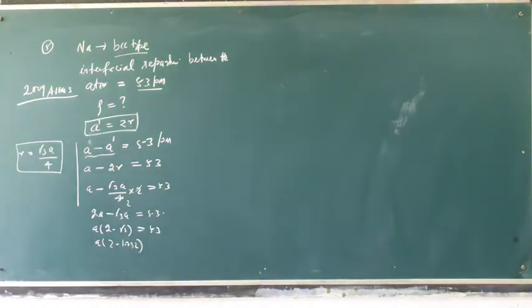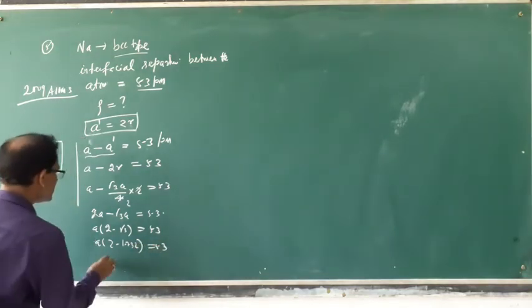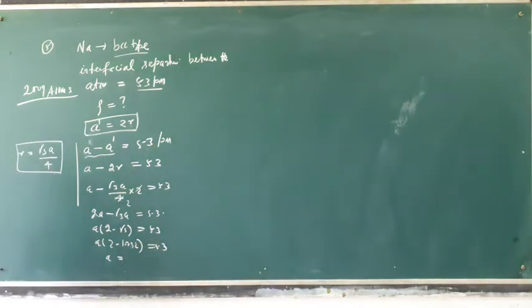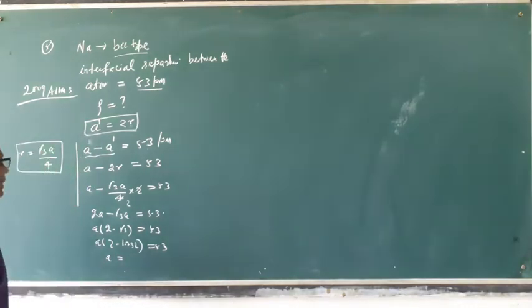2 minus 1.732 is equal to 53. That means A will be how much? You calculate. Value of A will be 300. How much? A value already in terms of R. It will be how much? A is 395.6. A value this much. Okay.